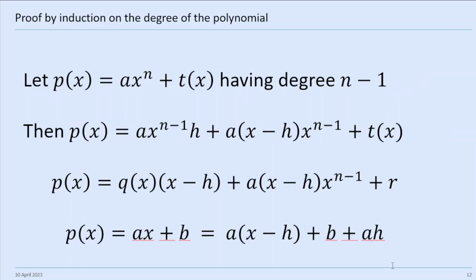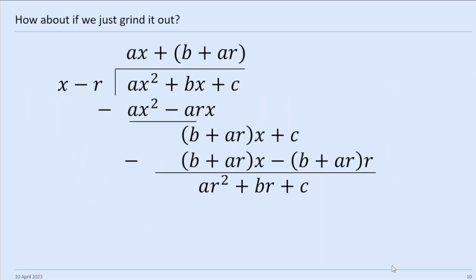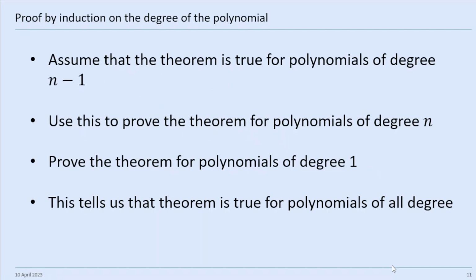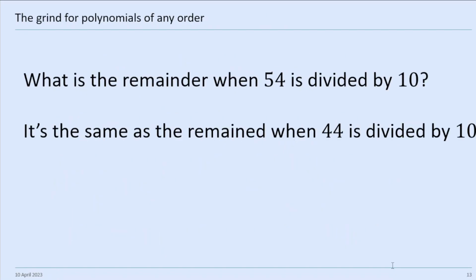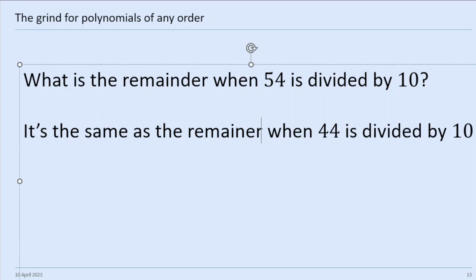So just going back to this idea of the grind, I'm trying to prove this in numerous ways. We did this grind thing for quadratics. We want to do it for polynomials of all orders. So here's a thought. What's the remainder when 54 is divided by 10? Well, it's the same as the remainder when 44 is divided by 10, or when 34 is divided by 10. The point is, taking 10 off doesn't change the remainder, because in a way, division is just iterated subtraction.